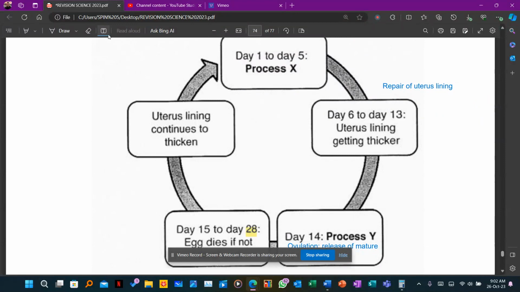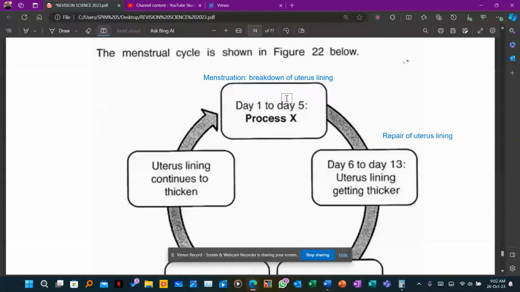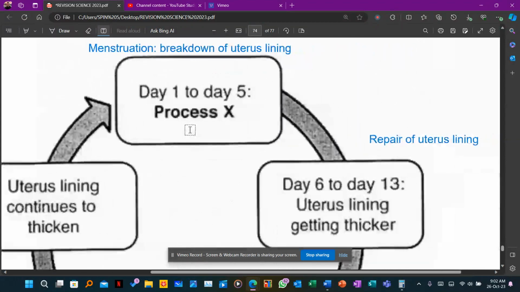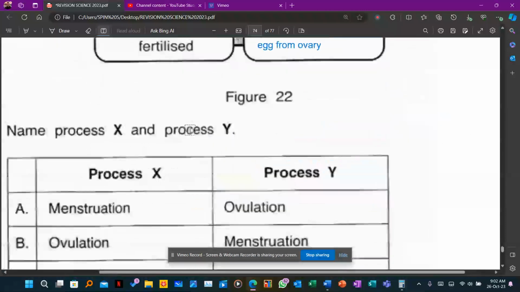The days could be different from one person to another, depending on whether they're stressed or if they take medication, so it could be different.